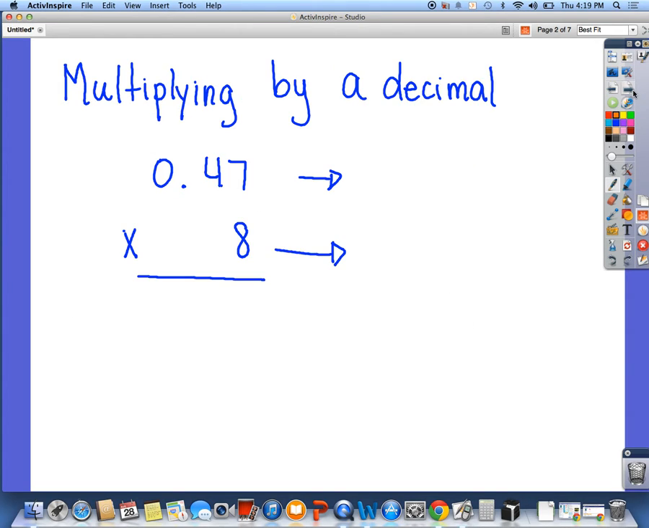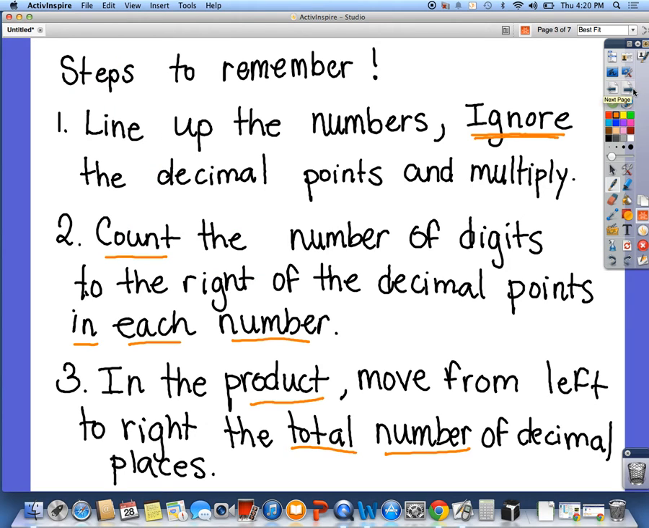Now we're going to go over the steps to solving a multiplication problem with a decimal. So the first problem we're looking at here is 47 hundredths multiplied by 8. And I'm going to jump you over here to our next page where I go over the steps of solving. So I want you to write this down before we go back to solve. Number 1, when we multiply with decimals, we line up the numbers and we ignore the decimal points and multiply.